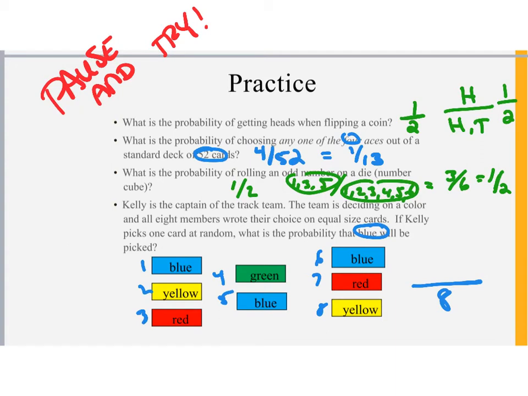Now we need to identify how many of them are blue. 1, 2, 3 out of the 8 possible outcomes give us blue. So the odds of selecting the blue card and thus getting blue team jerseys is 3 out of 8, because there are 8 cards that are equally likely to be selected, of which 3 indicate blue.